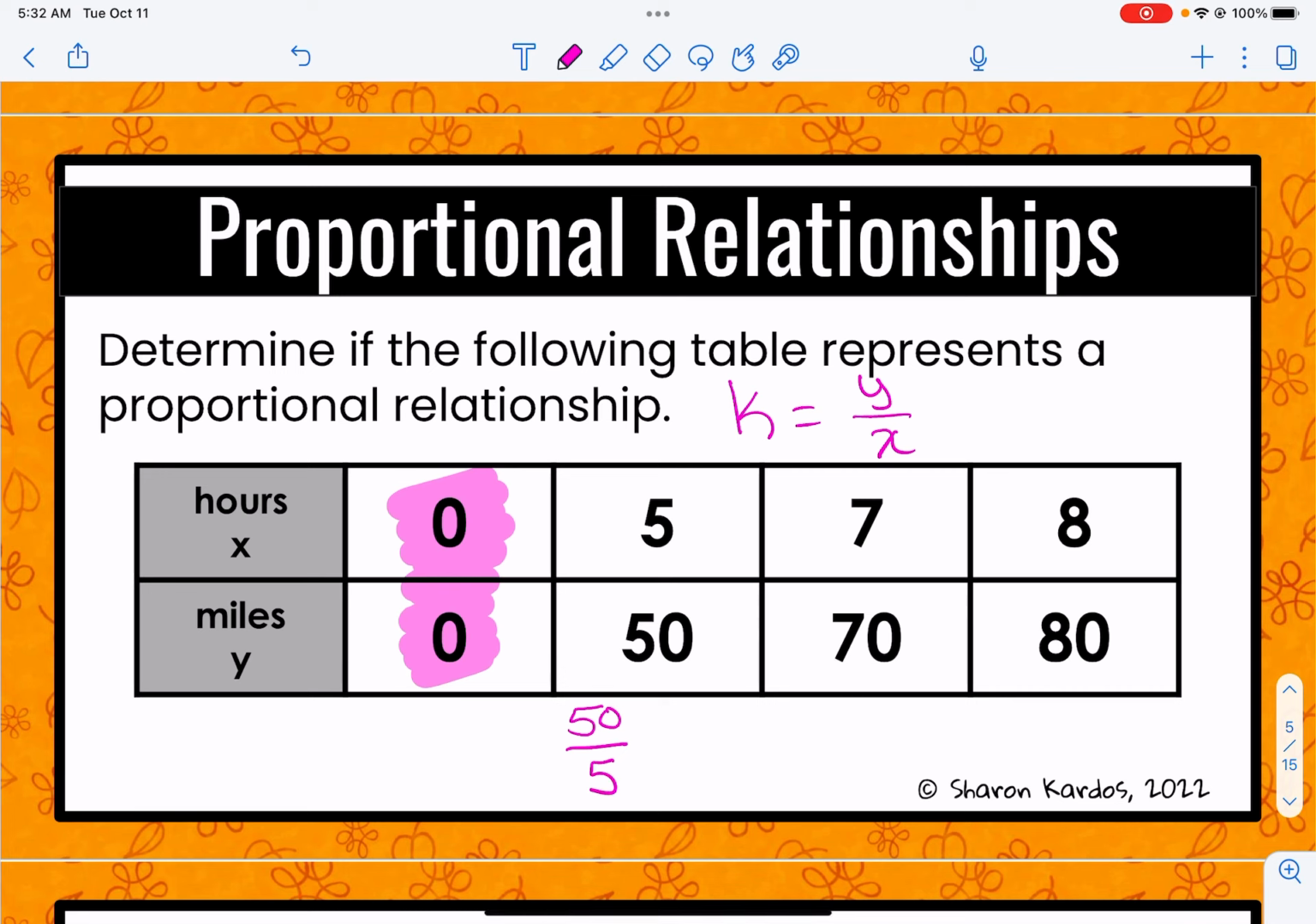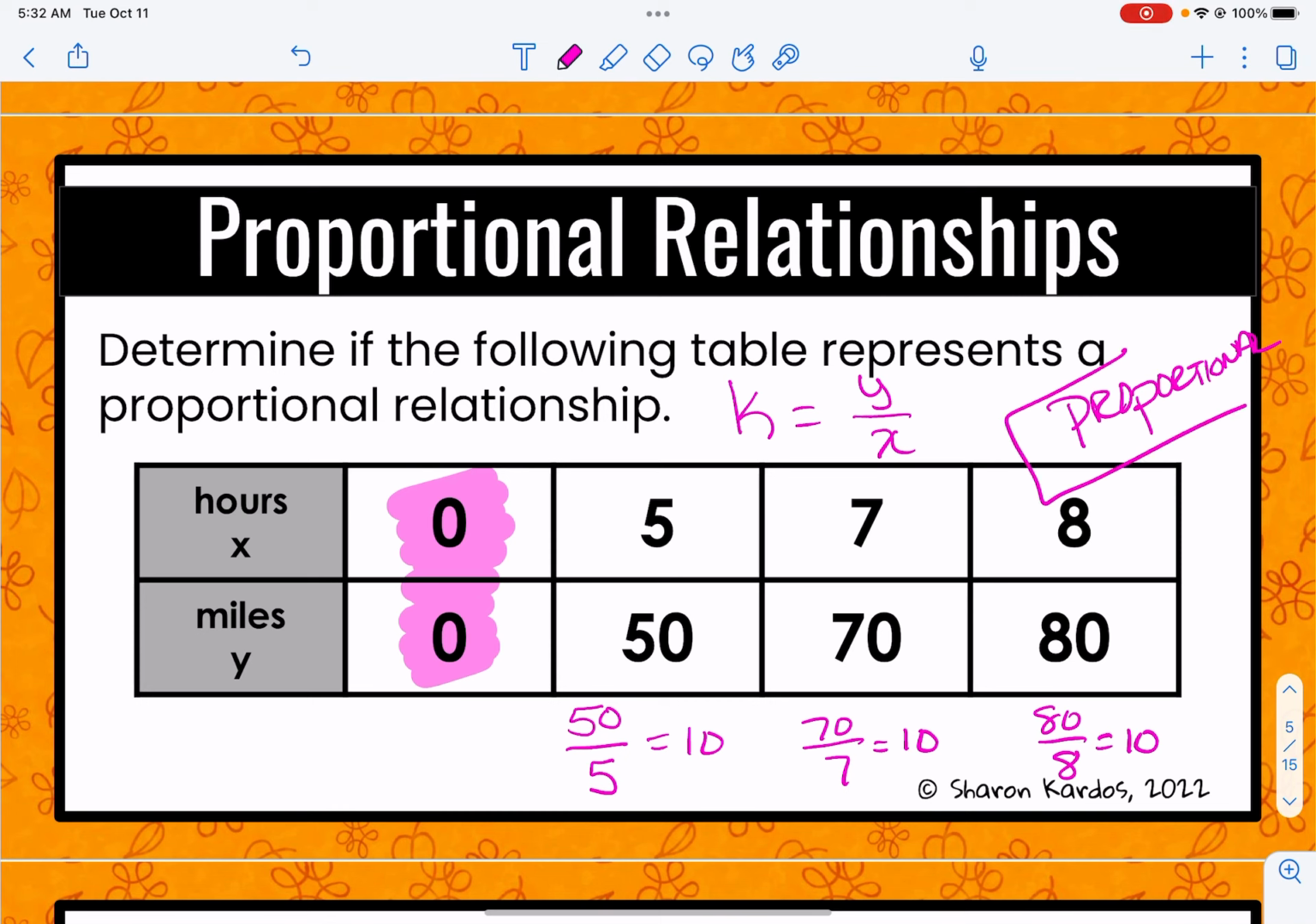So 50 divided by 5 is 10. 70 divided by 7 is 10. And 80 divided by 8 is 10. So this would be a proportional relationship because I meet both of the criteria. Okay? I have 0, 0, the origin, and I'm changing at that constant rate.